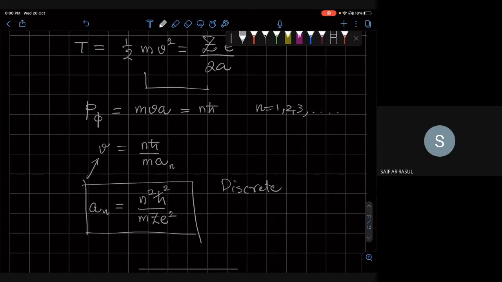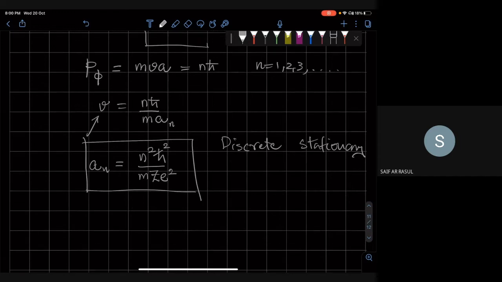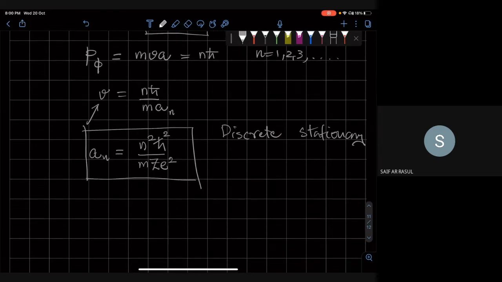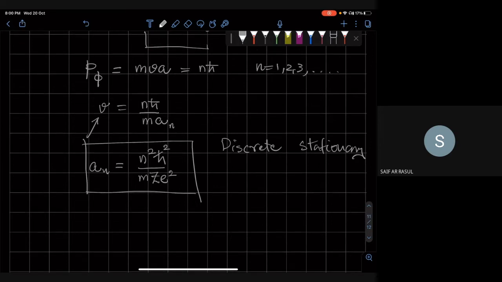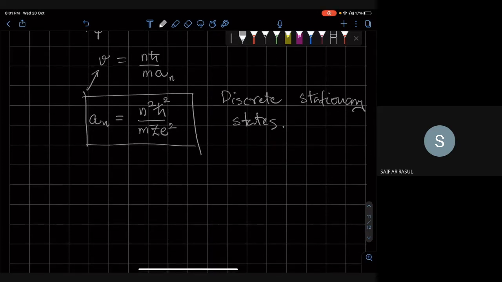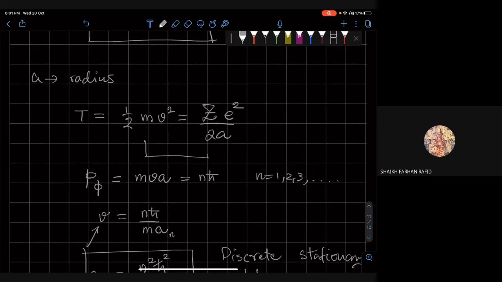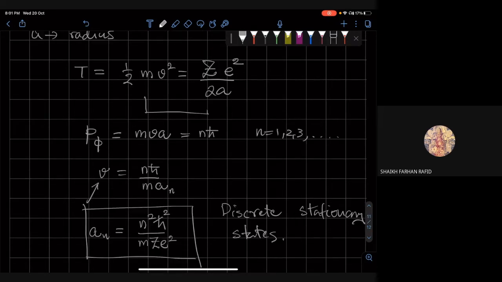Excuse me. What's Z? Z is the atomic number. Oh, I see. Okay. So the charge of the nucleus. So we are describing what is known as the hydrogenic atom. So discrete stationary states. Okay. So the lowest value, what was P phi? The angular momentum of the electron in circular orbits.